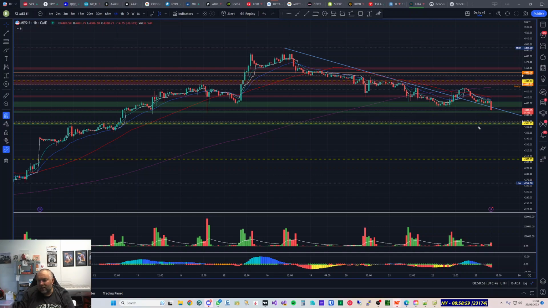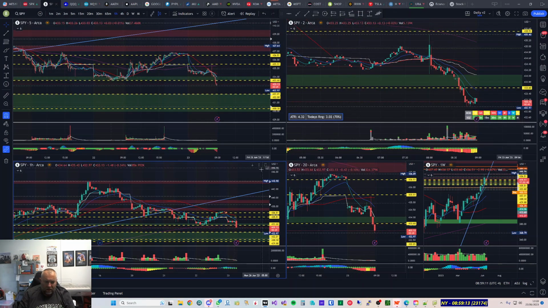So on this MES it's 4438 rejection, 4366 or 4370 for a bounce. Moving over to the SPY on the hourly.